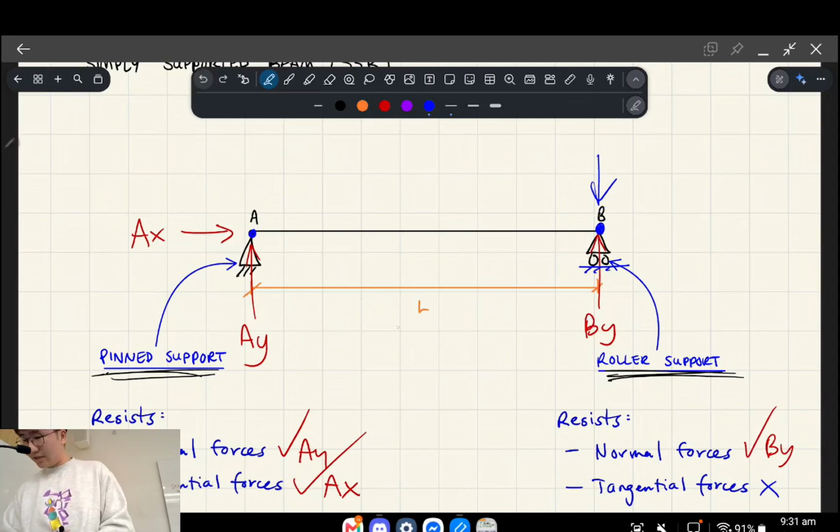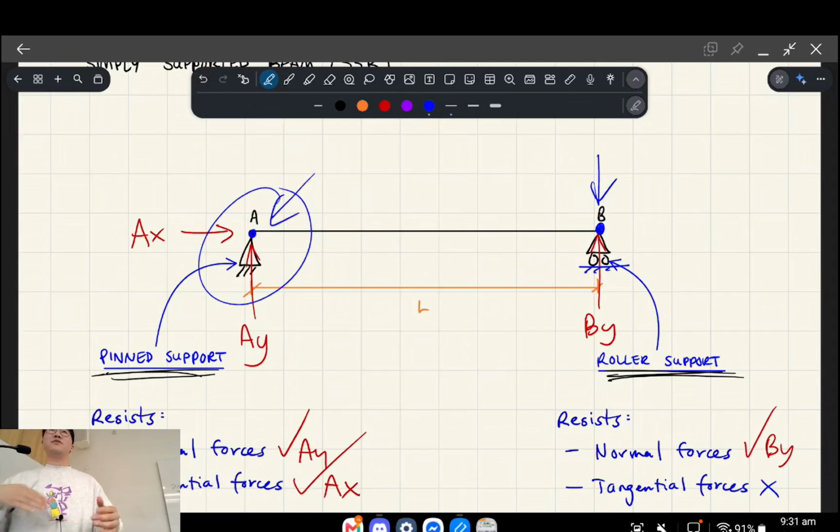In contrast to this, a pin support is something that will hold back against horizontal forces as well. So if I push diagonally at it, it's going to push back to balance out that force and keep it in equilibrium. Does that make sense? Okay, I'm going to try to go through this as slowly as I can to explain every part.